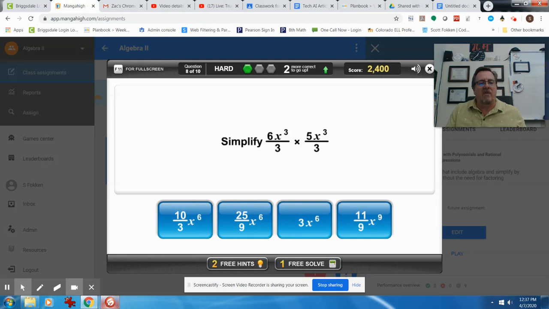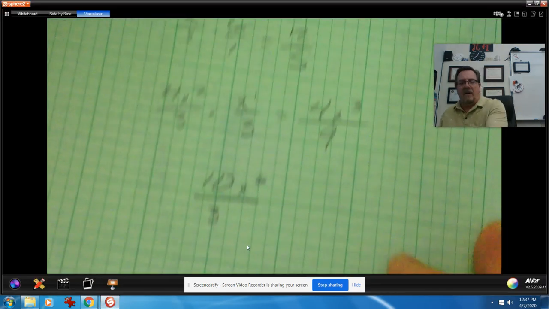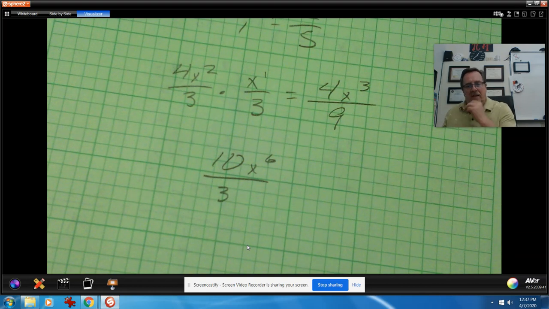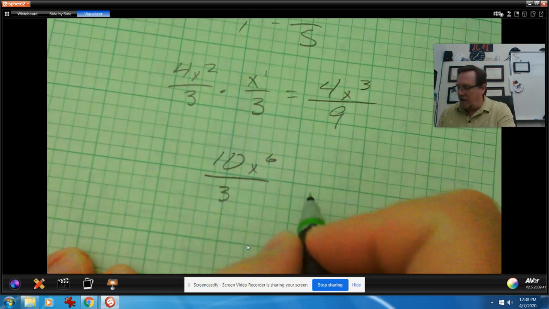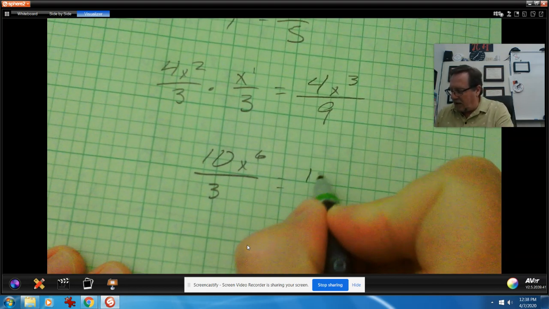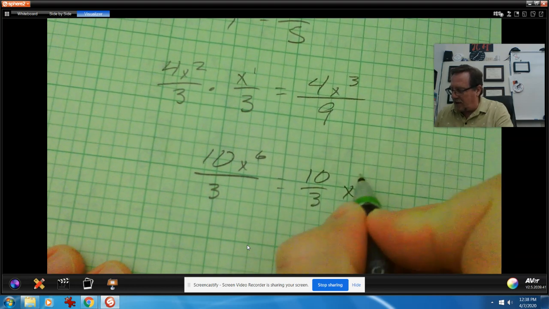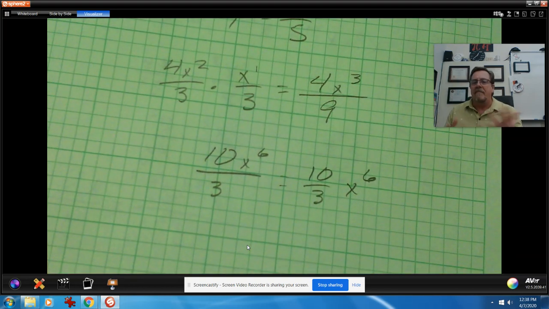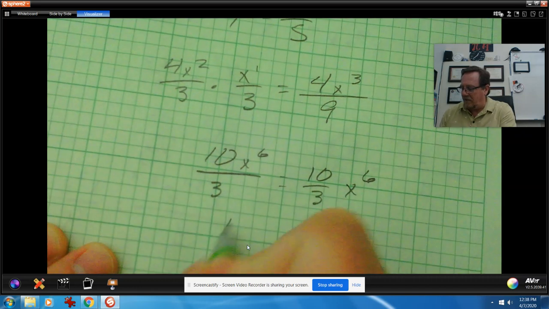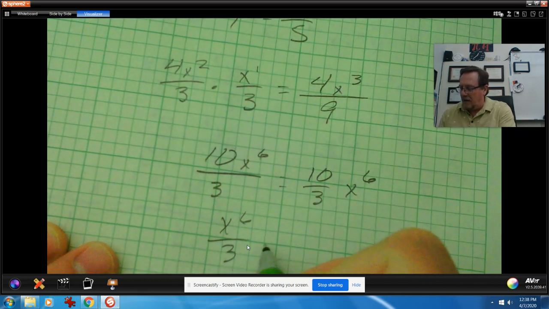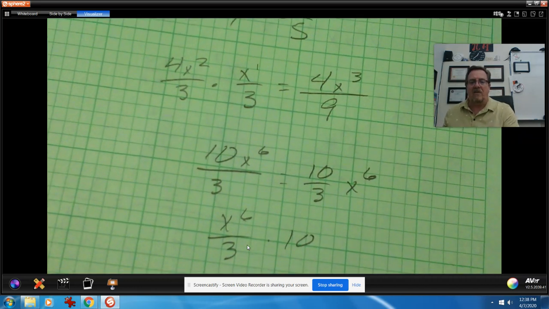But I want to show you real quick. I would write it this way, 10x to the 6th over 3. But they're going to write it this way. They're going to go 10 thirds x to the 6th. And that's fine. Any number that's on the top of the fraction could be written separately. I mean, they really could have written it x to the 6th over 3 times 10. That would be the same as well.